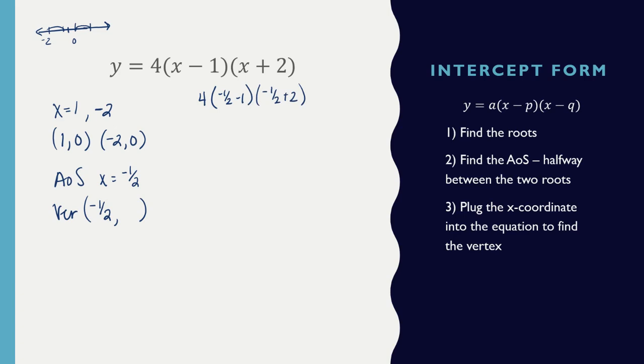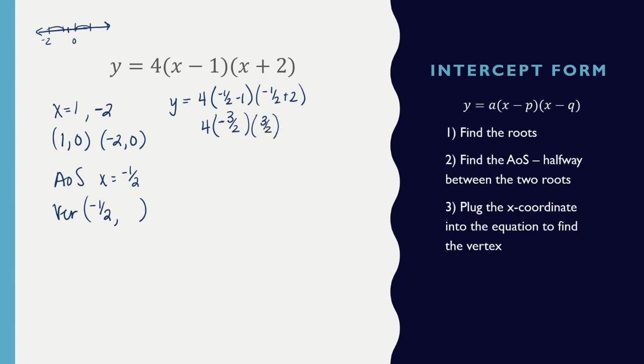Now you do have to keep that 4 there. That's part of the equation, and that's going to come into play when we're finding our y, because remember, this whole thing is what y is equal to. So now we're going to have 4, and then negative 1/2 minus 1 is negative 1.5, or negative 3 over 2. I think I'm going to make that negative 3 over 2. So that's a little bit easier to do. And then negative 1/2 plus 2 is positive 3 over 2.